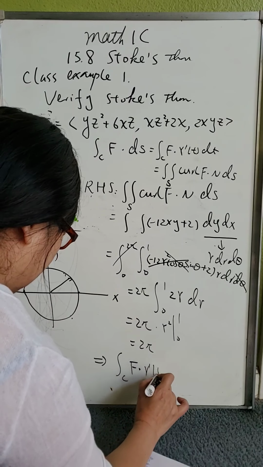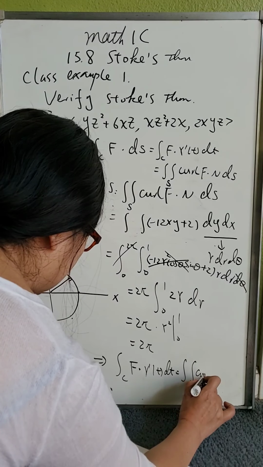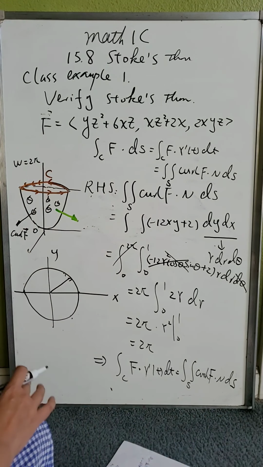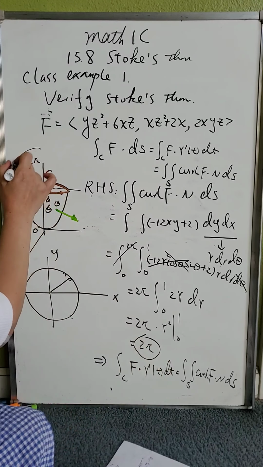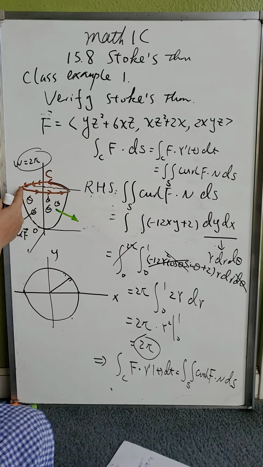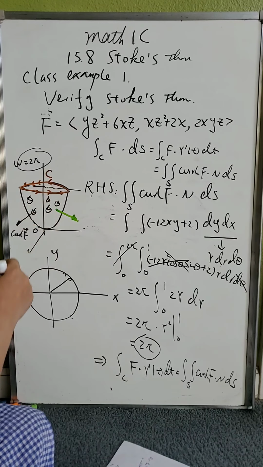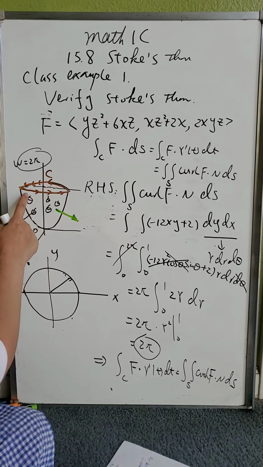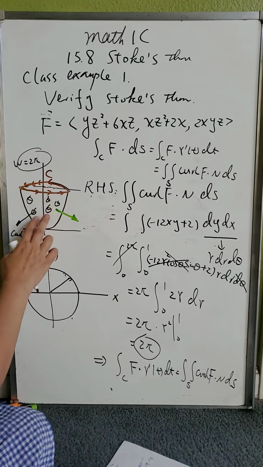So we verify Green's theorem, verify Stokes' theorem. So they do equal 2 pi. That means the circulation on the boundary does equal the sum of circulation on the surface. So that tells you the important part of Stokes' theorem is that I don't care what the surface is. As long as I can calculate the circulation on the boundary, that is equal to the circulation on my surface.